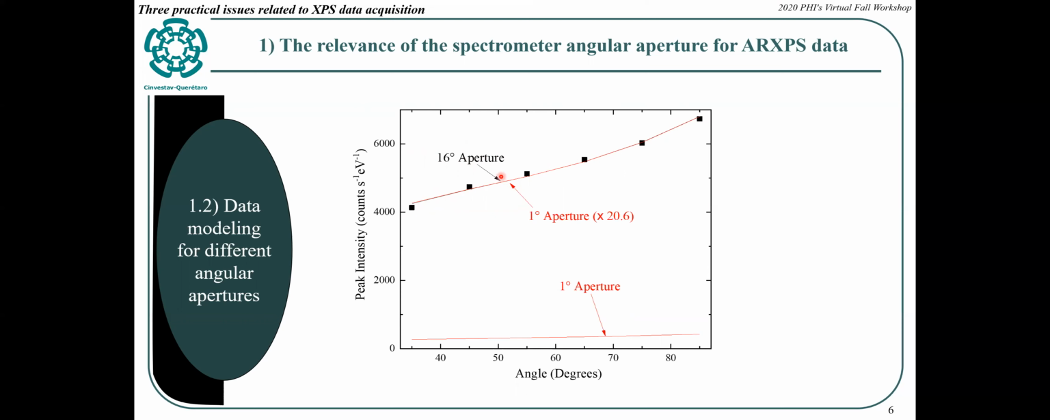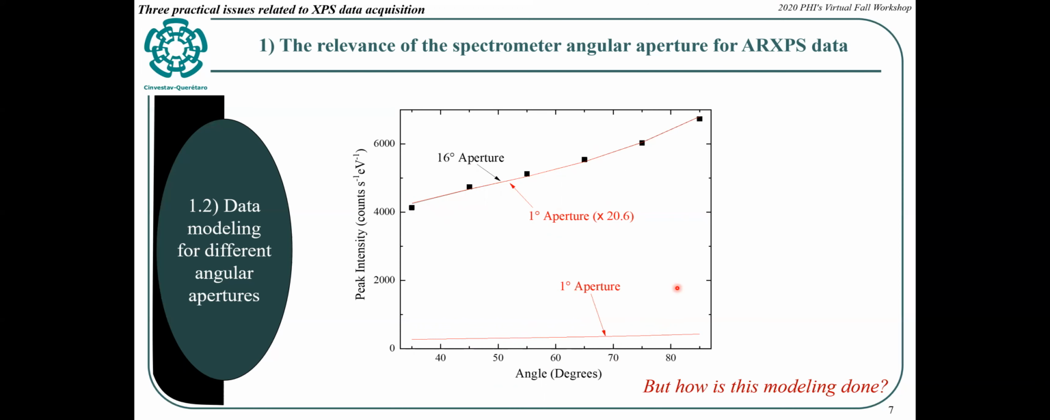What if we model the data with only 1 degree aperture? You can see that we get about the same. However, the actual modeling is this one, and this other red line is this one multiplied by a number. So you basically get the same curve, but with much lower counts.